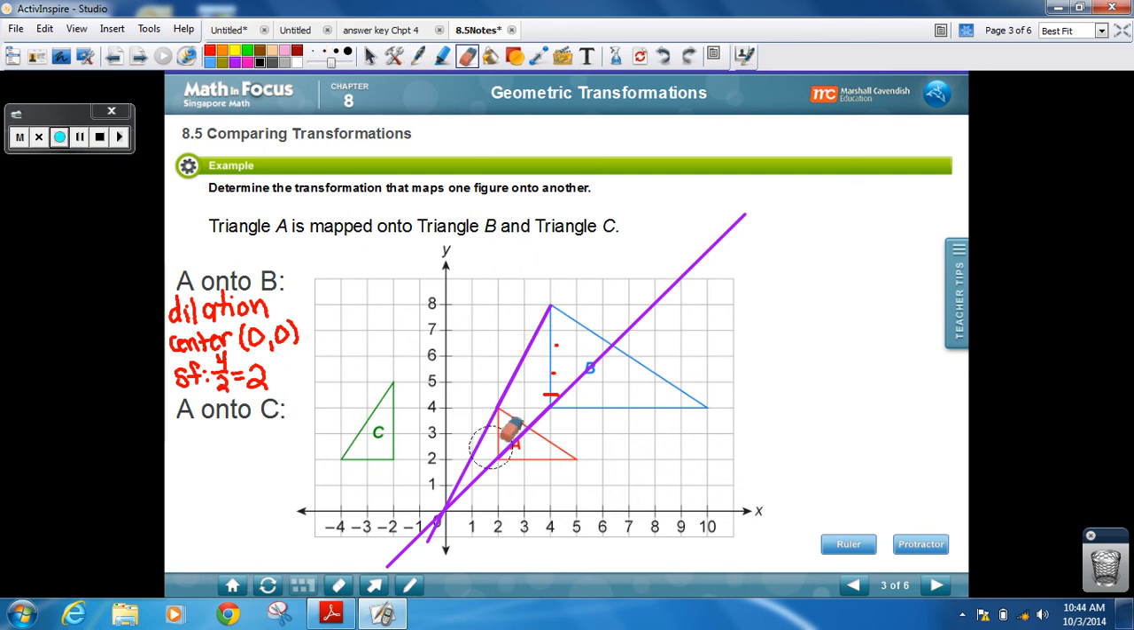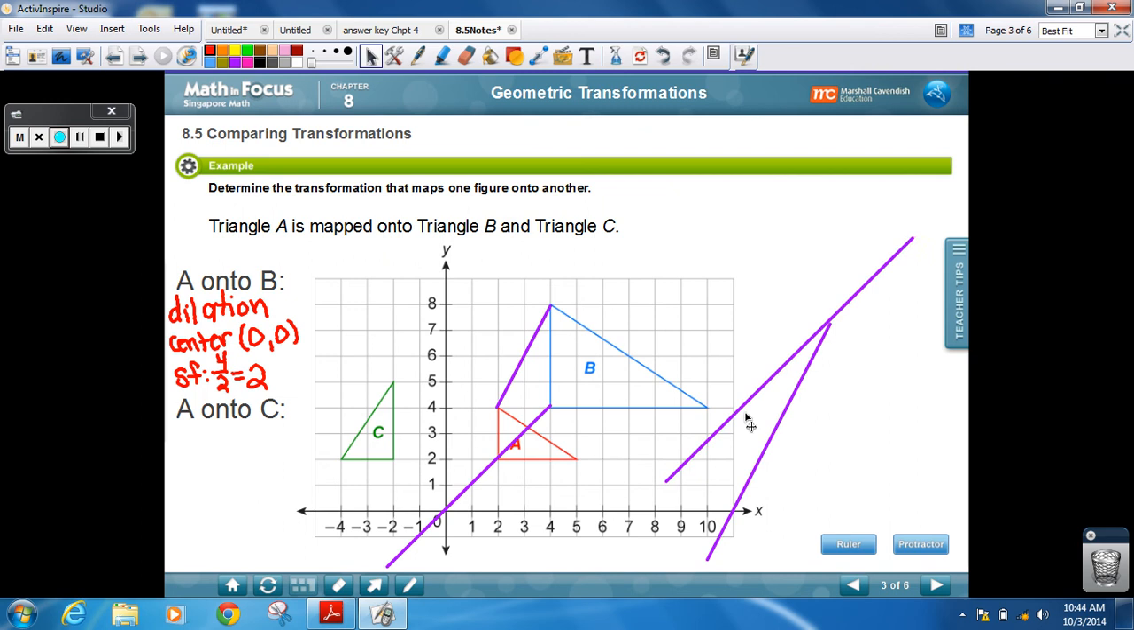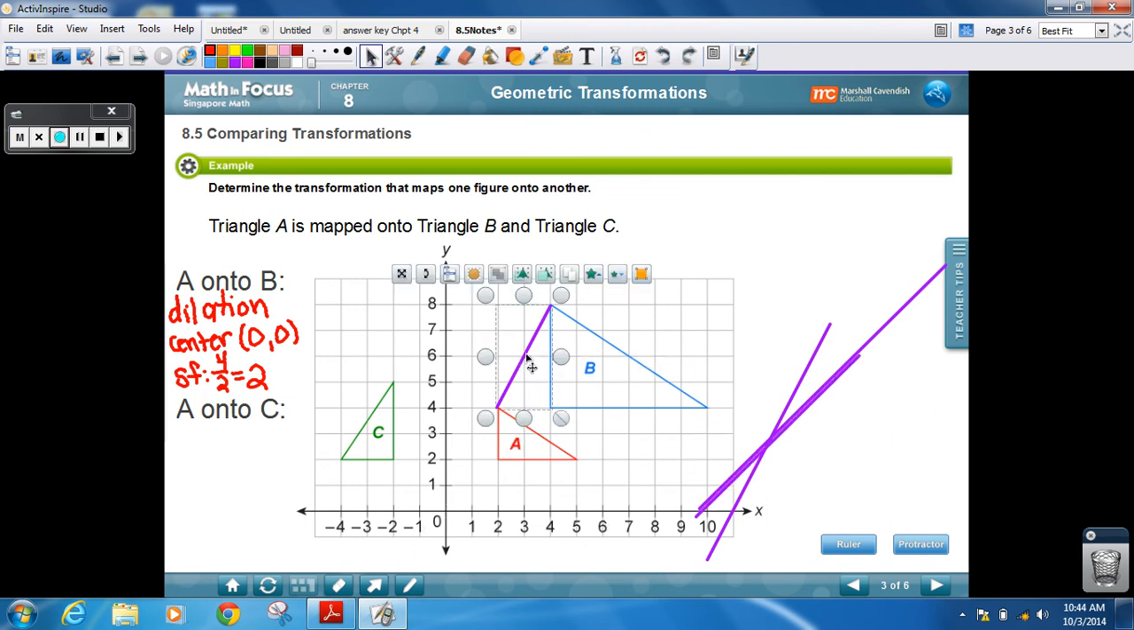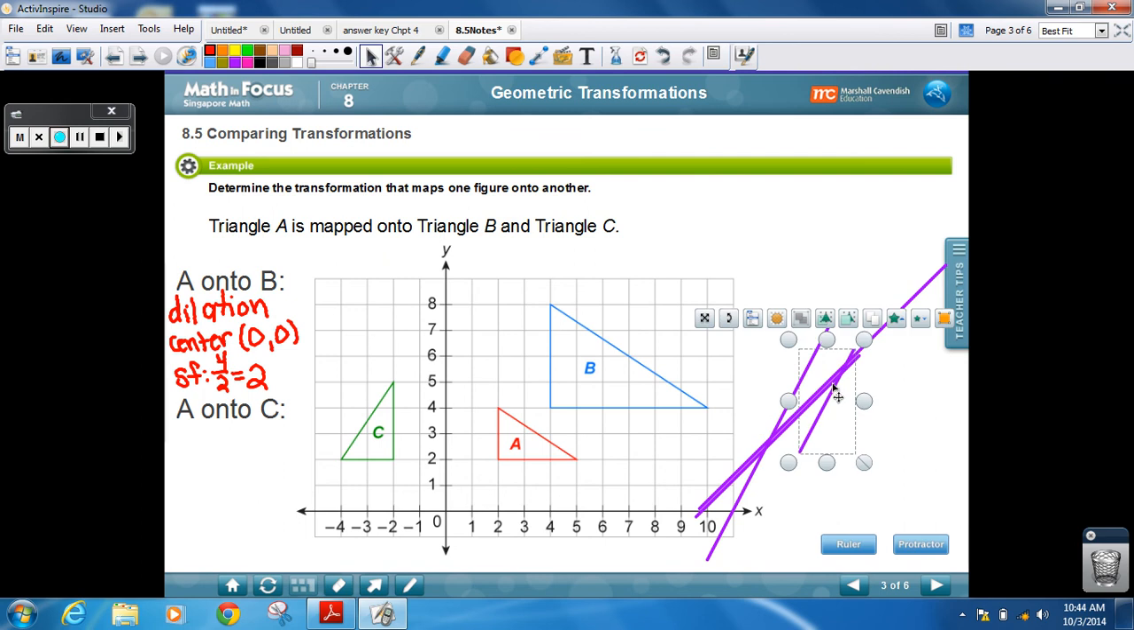Okay, now I want to look, how does A map onto C? So I'm going to move these just so it makes it easier for me to show you. If I look at A and C, they're the same size and shape. So now I need to figure out how one maps onto the other. If I look, it looks like they just took their paper and spun it around to give you C. So that means it's a rotation.